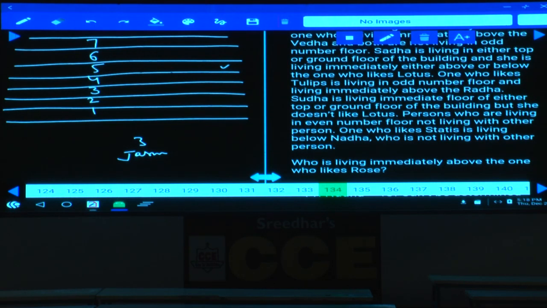Now, sir, here if you observe, there are 2 persons who are adjacent to the top floor or the ground floor. Who are those 2 persons? One is Sudha, and who is the other person here? And the other one is Radha, isn't it?